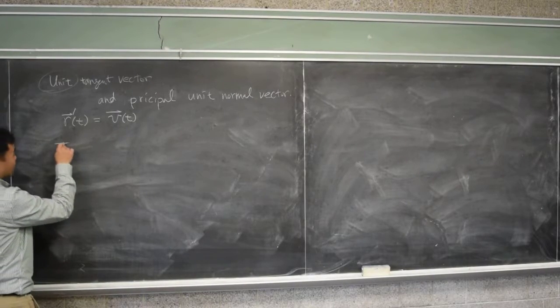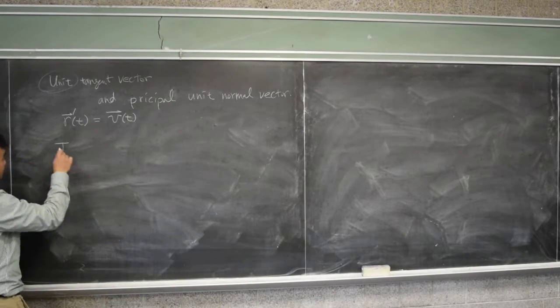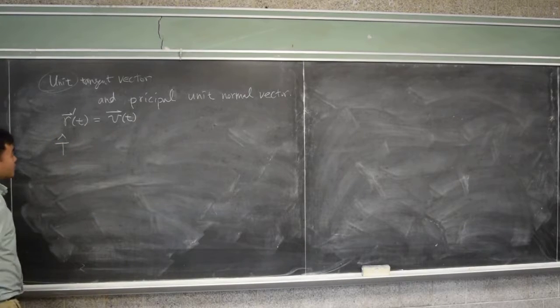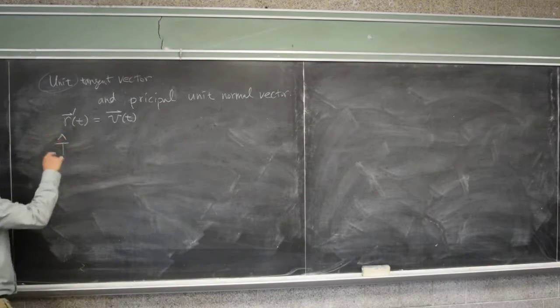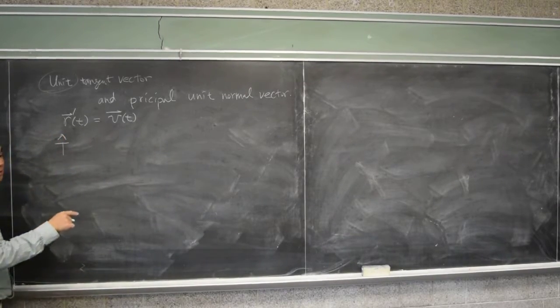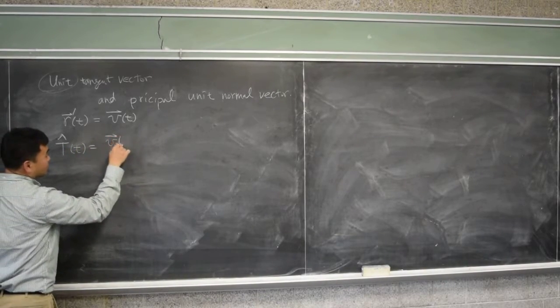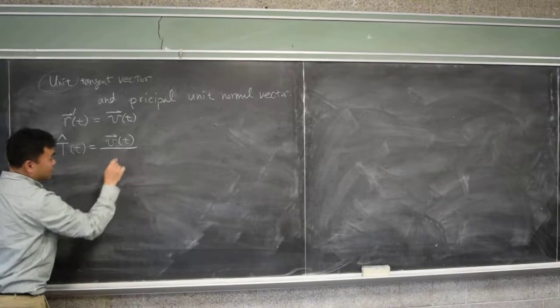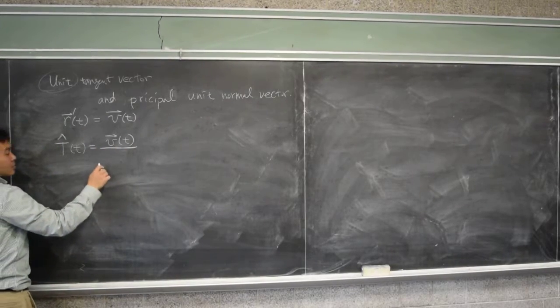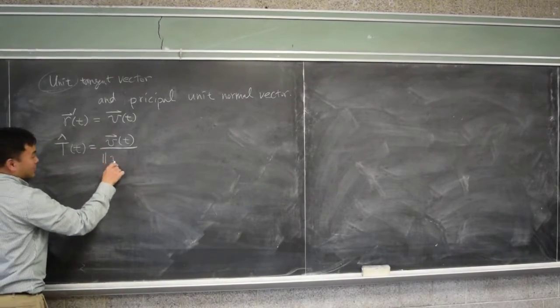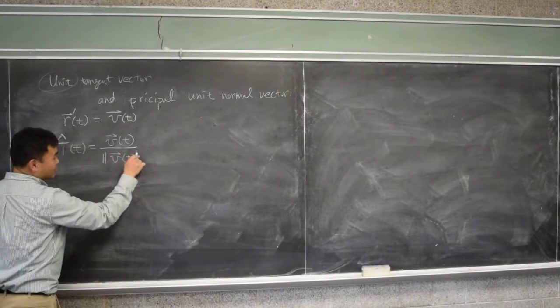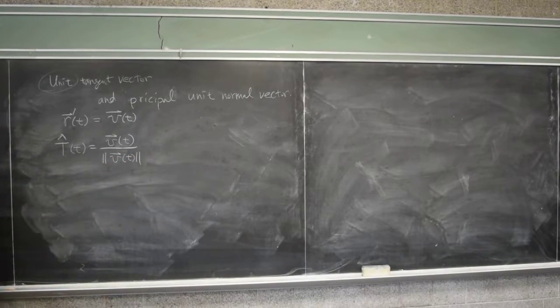So you have this T hat, and this hat is the symbol that it's a unit vector, okay? Which is taking the v, and what should I do? Divide it by its size. So that's a simple thing.